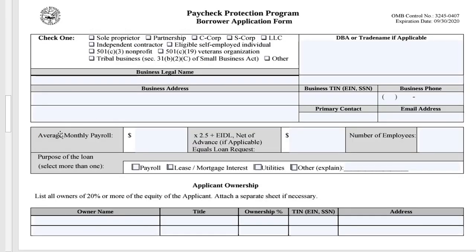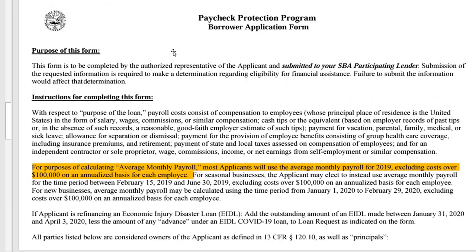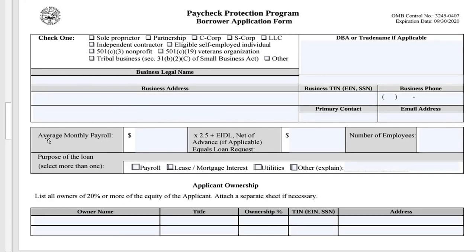And you can see here on the actual 2483 application in blank, this is the box average monthly payroll. And we can see here on the instruction form of the 2483 form, instructions for completing this form. It says for purposes of calculating, quote, average monthly payroll, most applicants will use the average monthly payroll for 2019, excluding costs over $100,000 on an annualized basis for each employee. It does clarify what you're supposed to put in for your average monthly payroll figure.